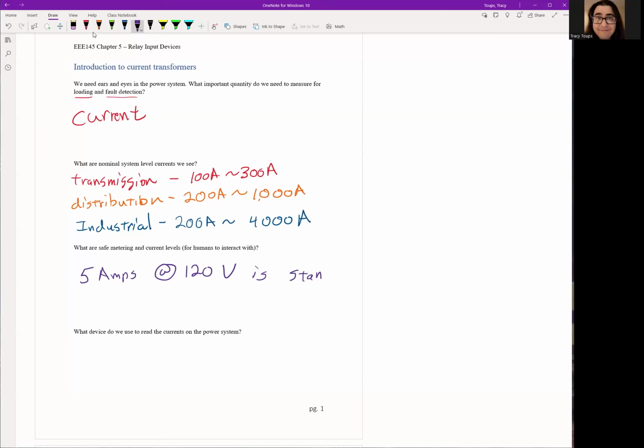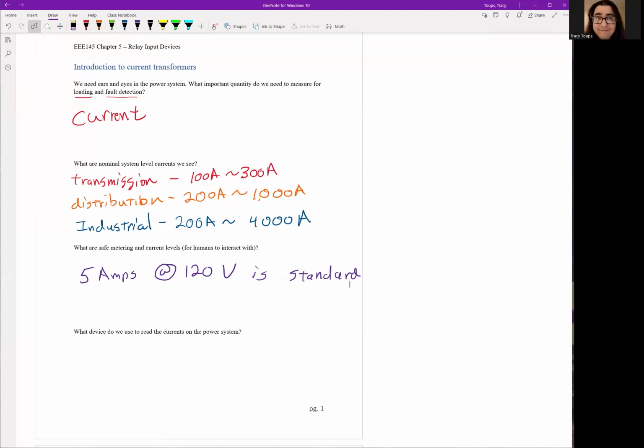Just to give you an idea, your household socket has 120 volts, and the load for your room's socket is most likely 15 amps. So it's about the same level as your lamp, your microwave, and your basic household appliances.